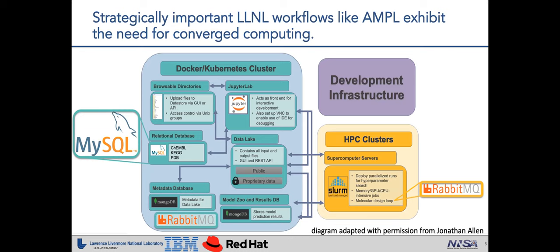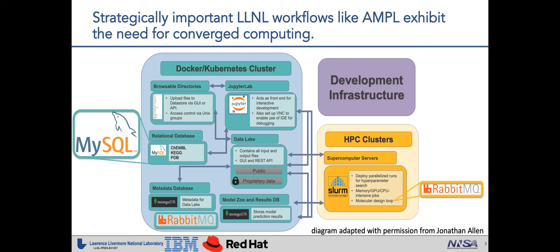So at Lawrence Livermore, strategic workflows like AMPL, the Atom Modeling Pipeline, already exhibit the need for converged computing. You can see in this architectural diagram that this is siloed in the sense that you have a Docker Kubernetes cluster on the left and you have your HPC cluster on the right. And there are some connections in between the two of them. And these relative sizes of the diagrams belie the actual sizes of the physical resources. In this case, the HPC cluster is massively larger than the dedicated Docker Kubernetes cluster.